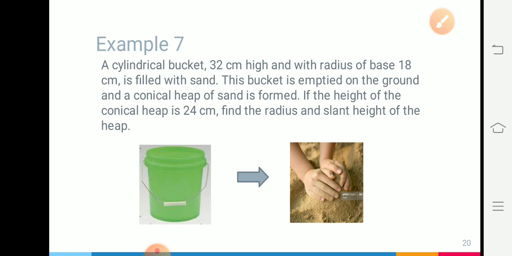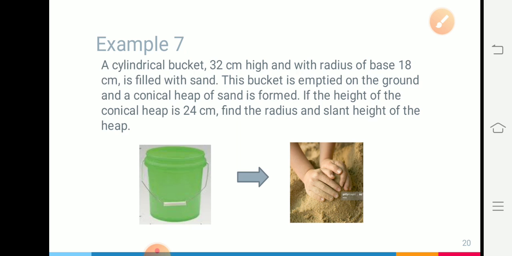Next question, a cylindrical bucket 32 centimeter high and with radius of base 18 centimeter is filled with sand. This bucket is emptied on the ground and a conical heap of sand is formed. If the height of the conical heap is 24 centimeter, find the radius and slant height of the heap. A very interesting question. A bucket is full of sand. This sand is emptied in the floor and you are making a conical heap of this sand. So which is a cone basically.